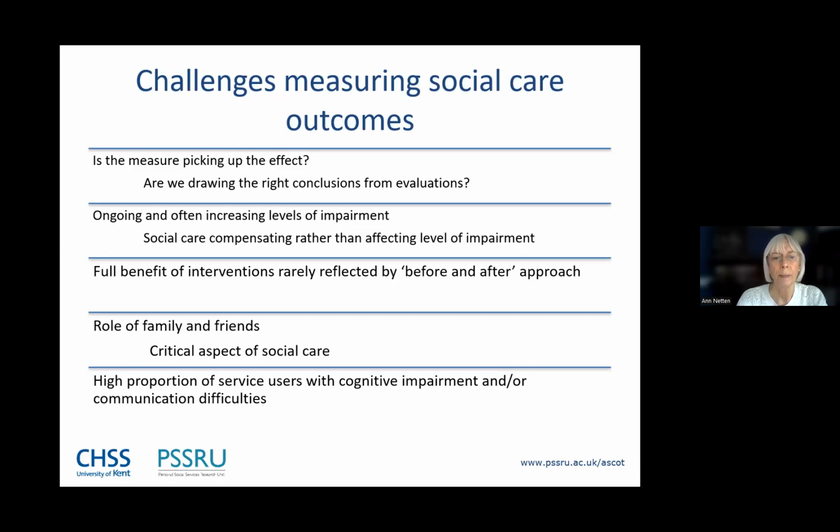In addition to these specific issues in terms of measuring social care outcomes, you've got trying to gather the information when you've got a high proportion of service users with cognitive impairment and or communication difficulties.